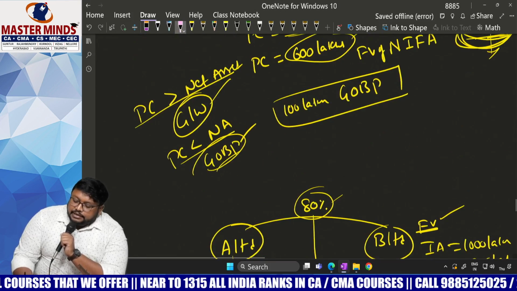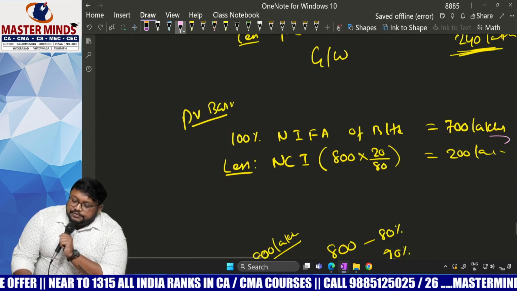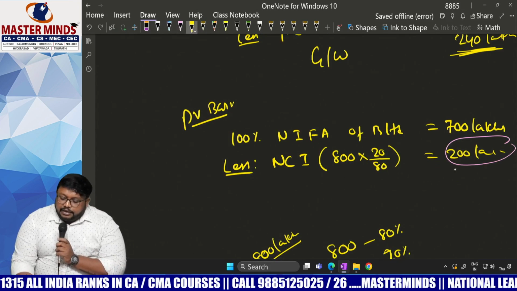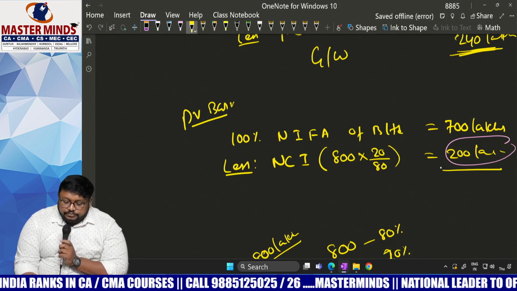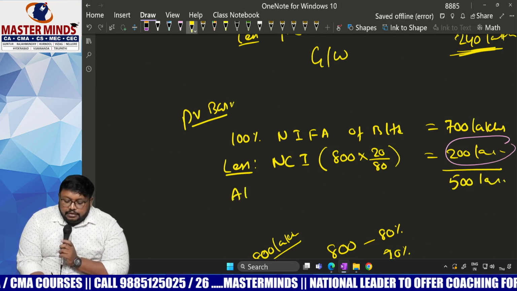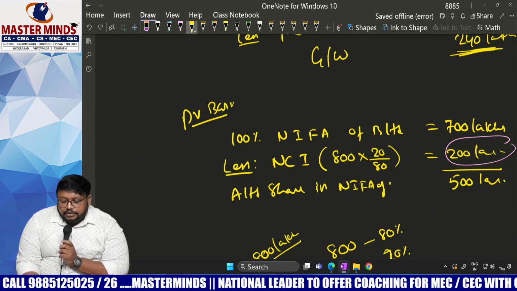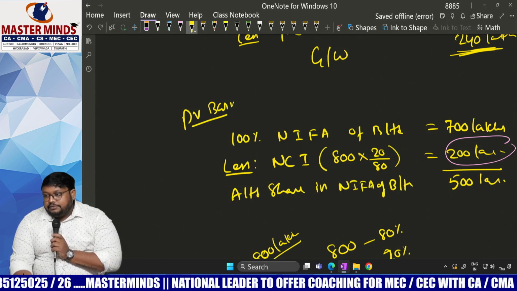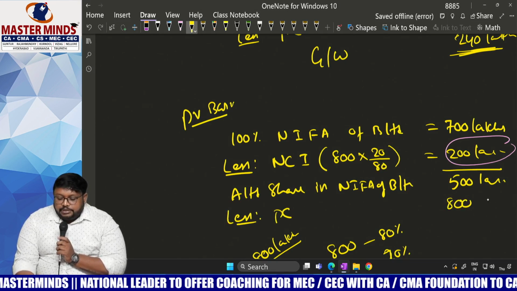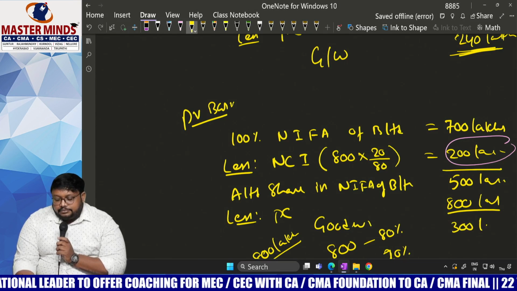As per proportionate share in the net assets basis, how much NCI we got? 140. As per fair value basis, we got 200. Now you calculate the remaining. What is the balance share here? 500 belongs to A Limited, its share in net identifiable assets of B Limited. For 500 lakhs worth business, how much purchase consideration is he paying? Extra how much he paid? What is the goodwill? Goodwill 300 lakhs.